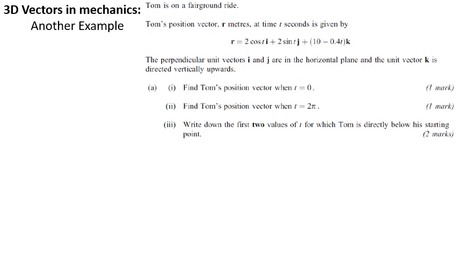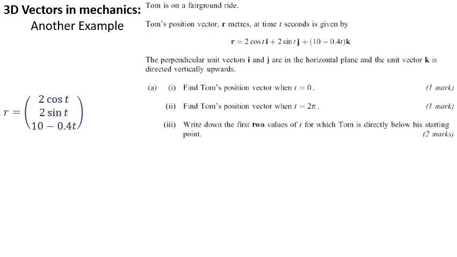You can think of them as east and north, if you like, as they often are, but the vector k is directed vertically upwards. So just like with the last one, we're thinking of that third component k as being in the upwards direction. Find Tom's position vector when t equals 0.